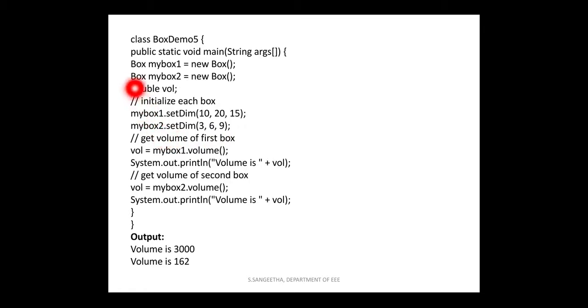Next you have to assign and declare a box by using public static void main string args. Here we are assigning two boxes, mybox1 is equal to new Box, mybox2 is equal to new Box. So these two boxes will be assigned. So next you have to assign double vol. So next you have to initialize each box. That means you have to initialize the instance for each class.